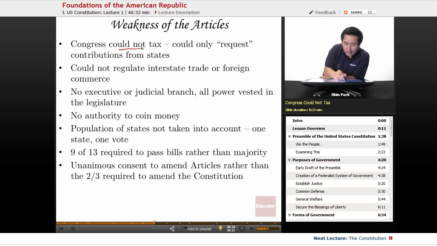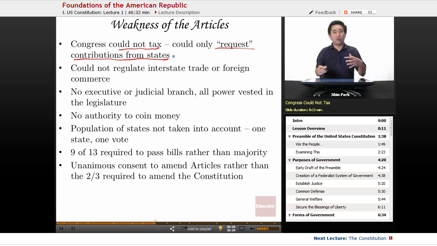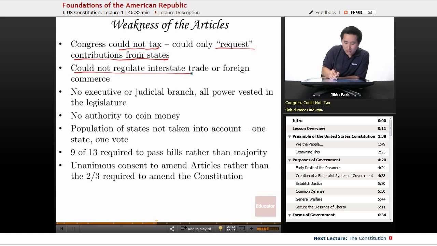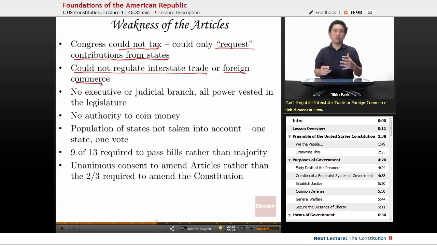Again, more weaknesses of the Articles of Confederation here. Congress could not tax, I mean it could, but it would only request contributions from the states. So can you imagine that? The U.S. asked California, if you could please give us $10 million, we'd appreciate it. So you can expect there to be a lot of non-compliance or compliance only when it's convenient for you. They could not regulate interstate trade or foreign commerce. So there's no national authority to say to New York, to Pennsylvania in the case of a dispute. There was no central governing body.